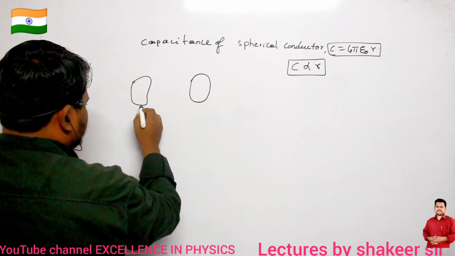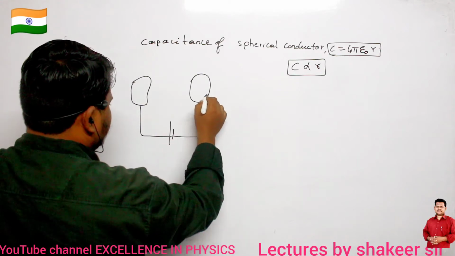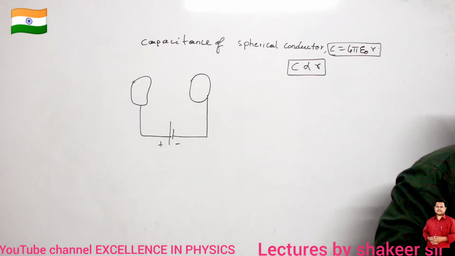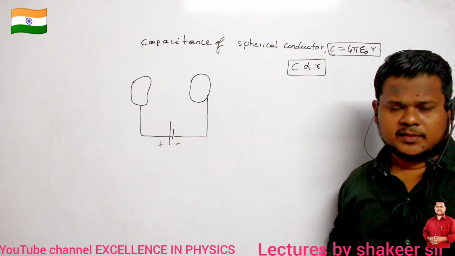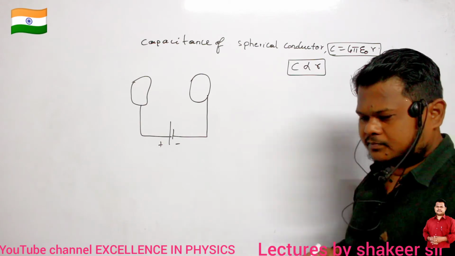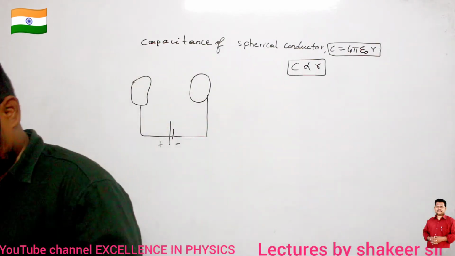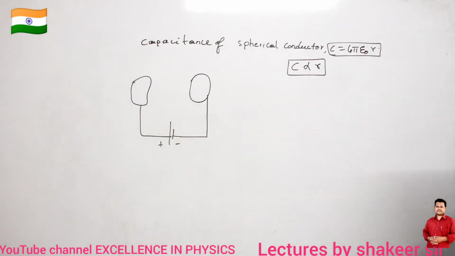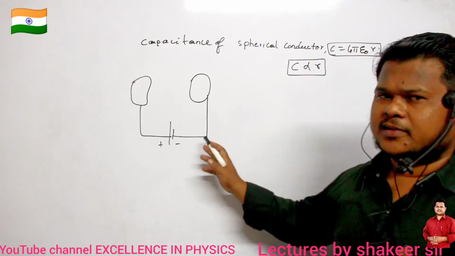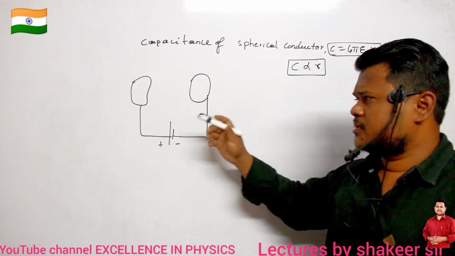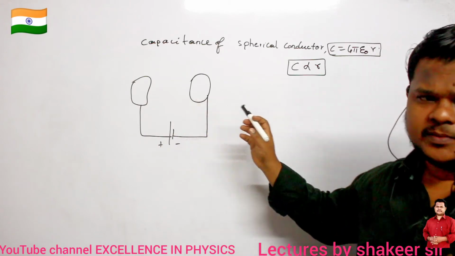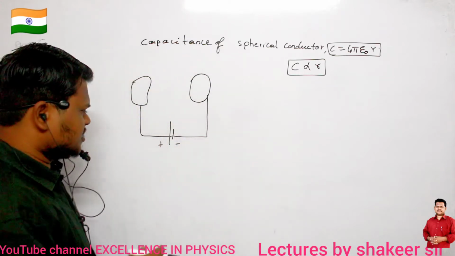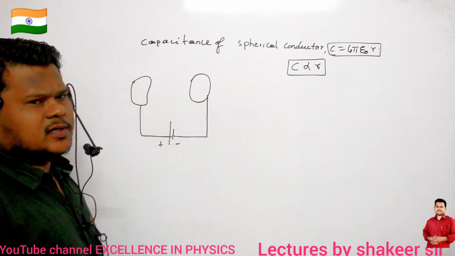Both of these conductors, if I connect them by a battery, can you say what will happen? What will happen? These are conductors. This is the first conductor. Between them, a potential difference is generated. So a battery is a source of potential difference.